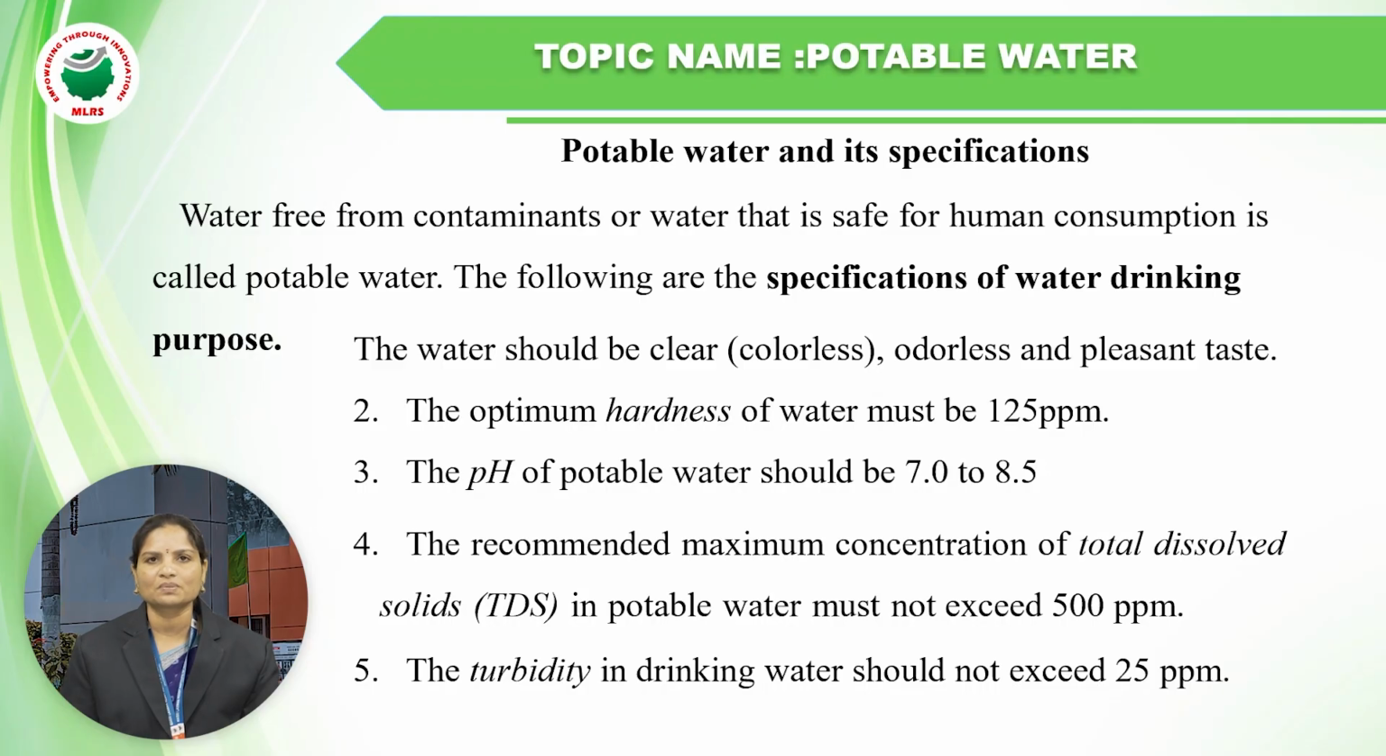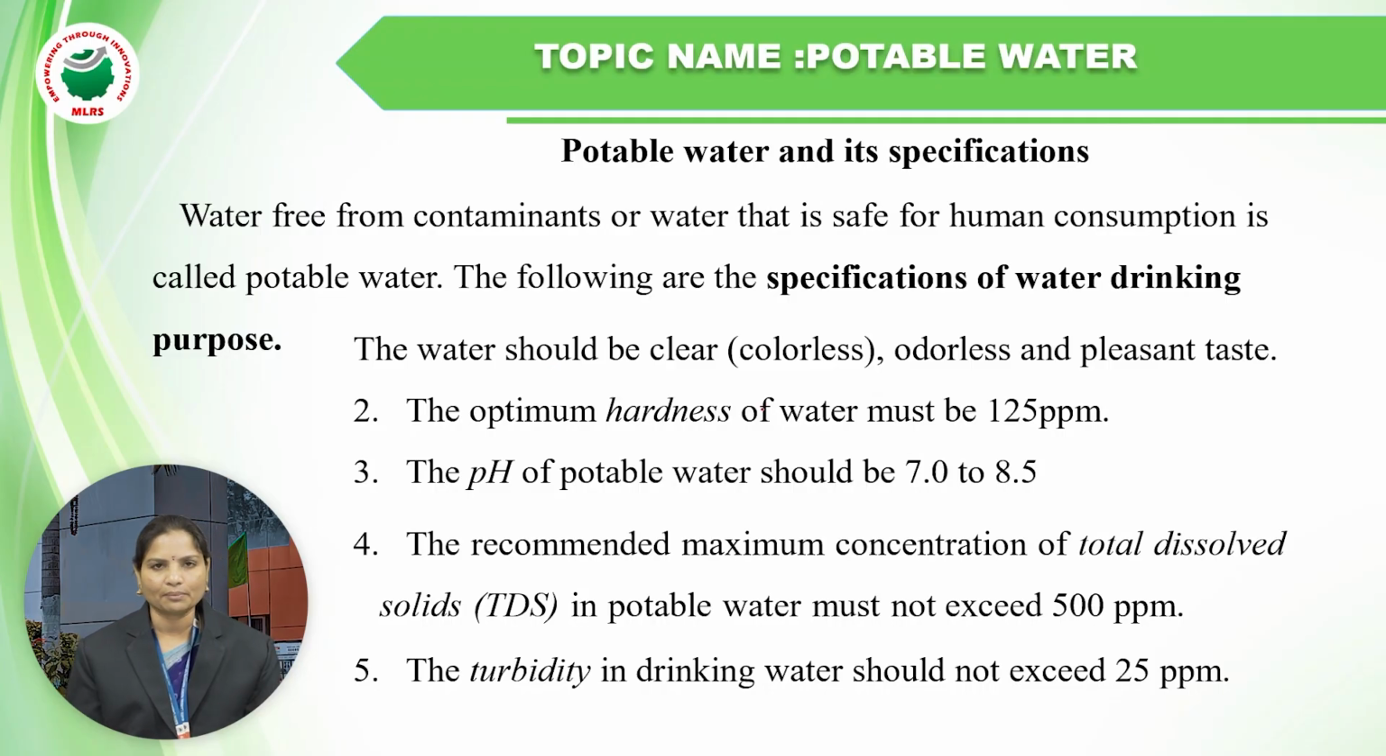Then what type of specifications or characteristics will be present in our potable water? These are all the specifications and characteristics. If they are present in this potable water, then only that water can be utilized for domestic and also drinking purposes. So what type of specifications will be present in this potable water?